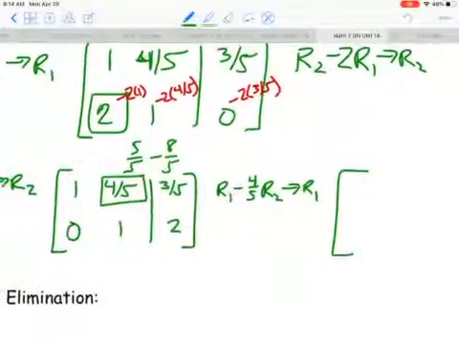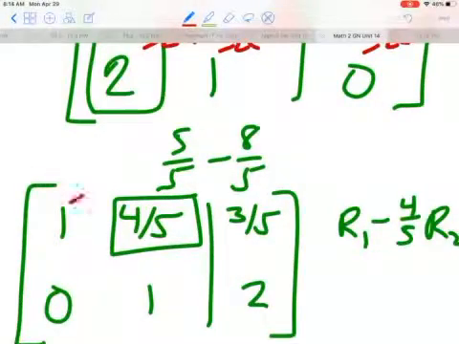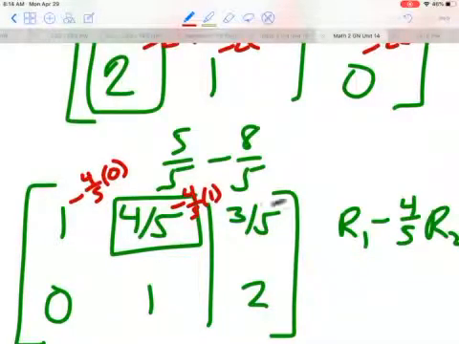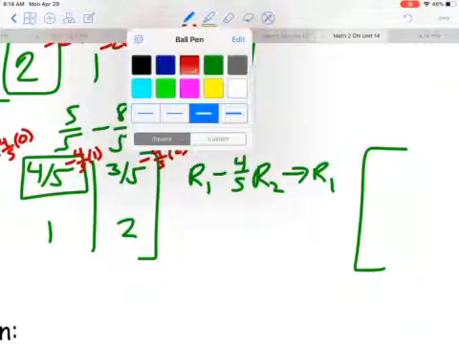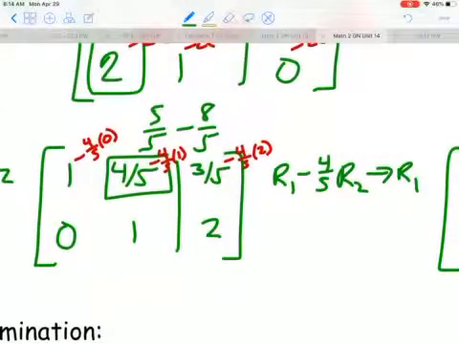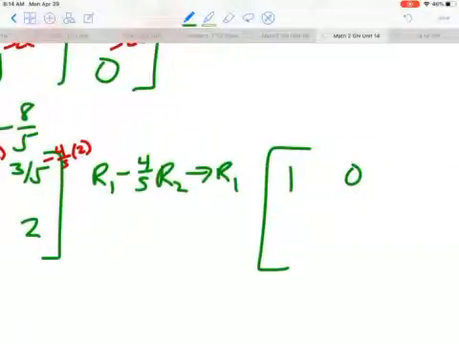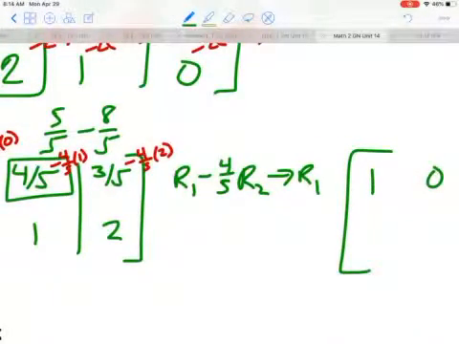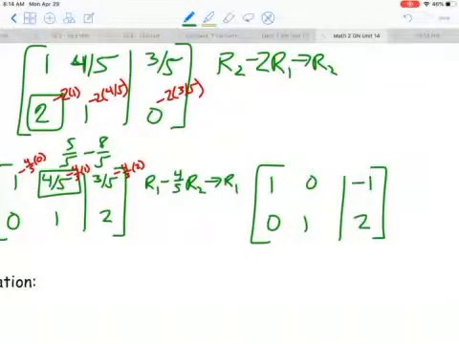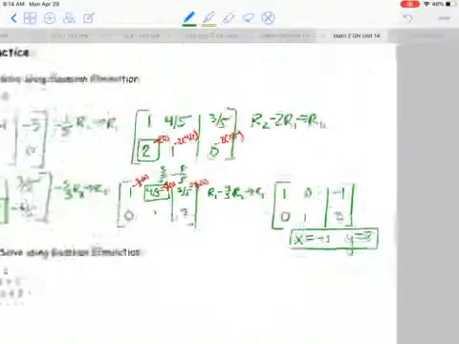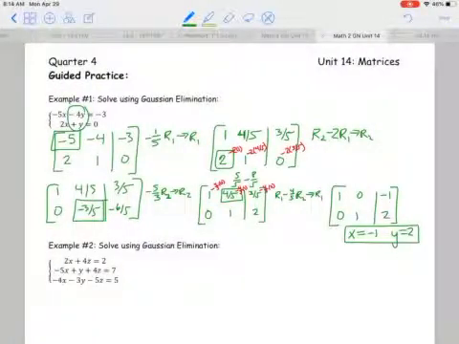And that should give you, let's do that. So minus 4/5 of row 2. So 1 minus 0, that stayed a 1. 4/5 minus 4/5 is a 0. And then 3/5 minus 8/5 is -5/5, or -1. And then row 2 shouldn't change. So my answers here are x equals -1 and y equals 2. Okay, so it keeps you a little bit more organized than doing elimination or substitution.